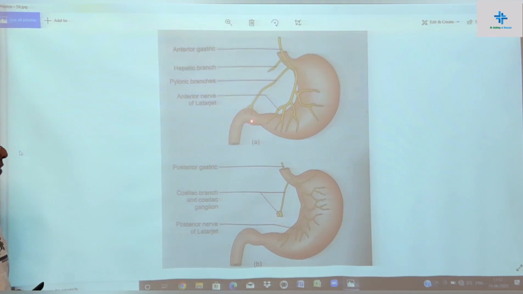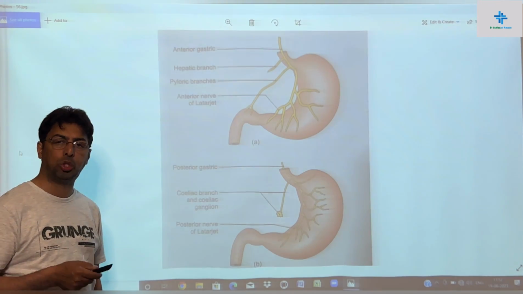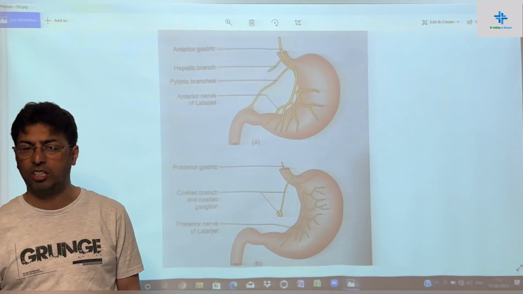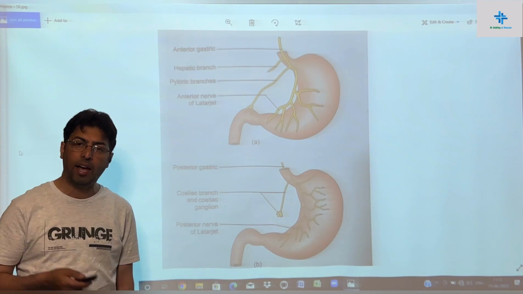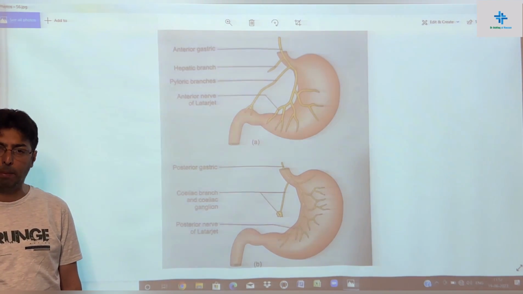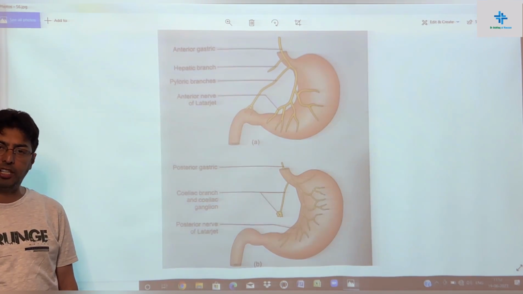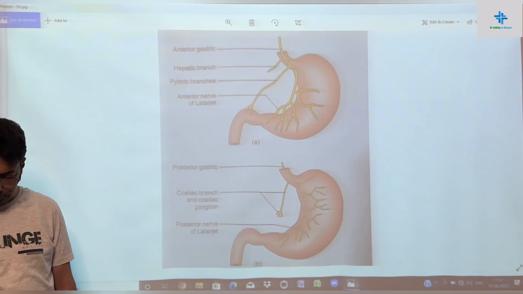So first of all, you have to remember that the left vagus is given the name anterior vagus, and the right vagus comes mostly posteriorly, and it is given the name posterior vagus. So the left vagus and the right vagus supply the stomach, and they supply the parasympathetic component to the stomach, and it is secretomotor to the stomach.